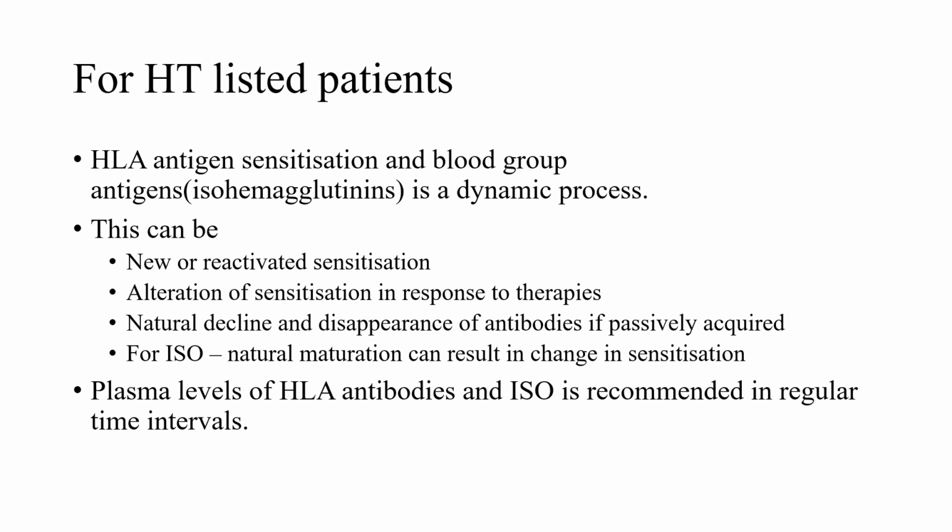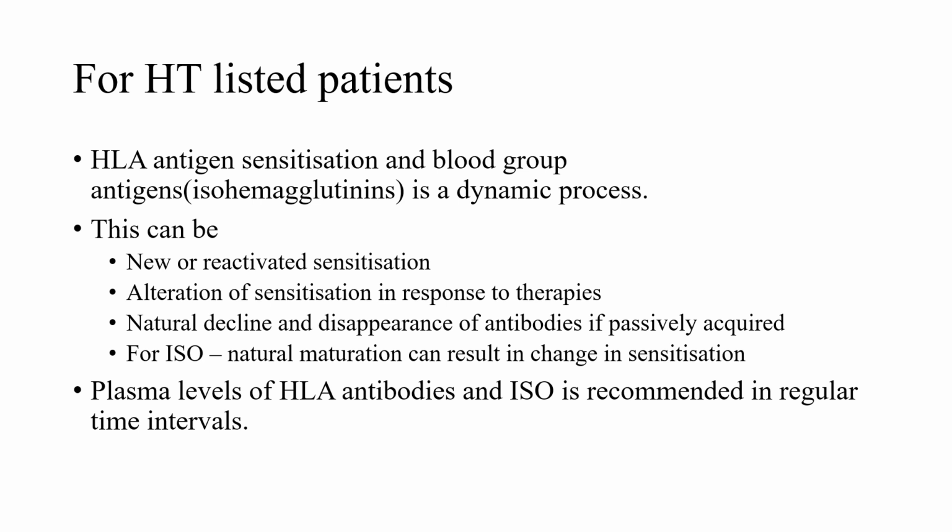Another is a natural decline and disappearance of antibodies. If you have passively acquired antibodies and they have declined, then your antibodies have fallen, so you get an antigenic response, or it can be isohemagglutinins. That is particularly important in children who are awaiting transplantation, because natural maturation of the immune system and the blood cells will result in a change in sensitization. So these are the normal ways in which new sensitization can occur.